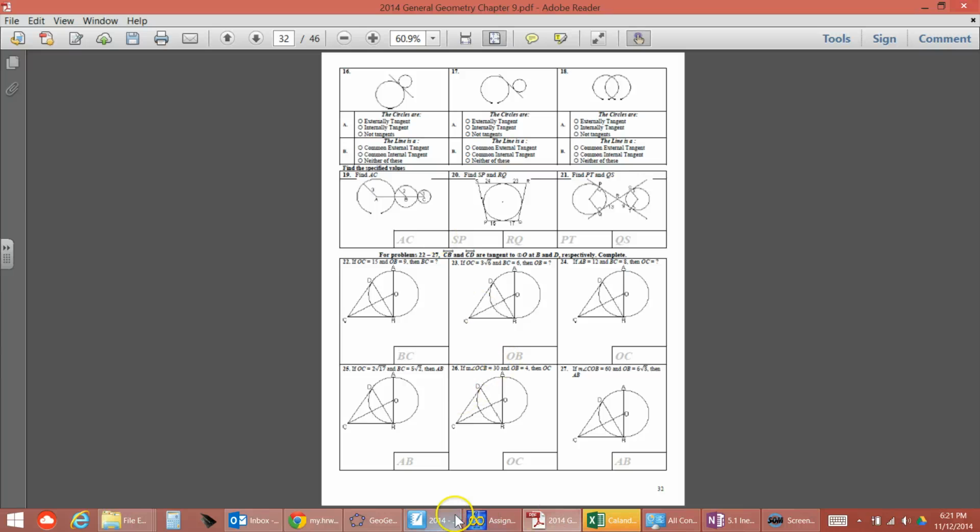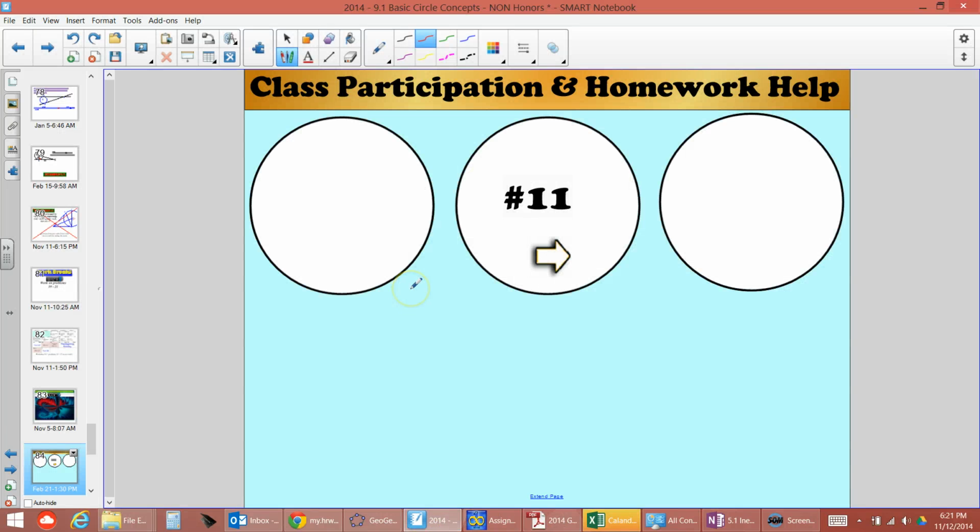Yeah, there's your notes. There's your homework. That's everything you need for 9.1. Day and a half worth of class. So do your homework, fill in your notes.